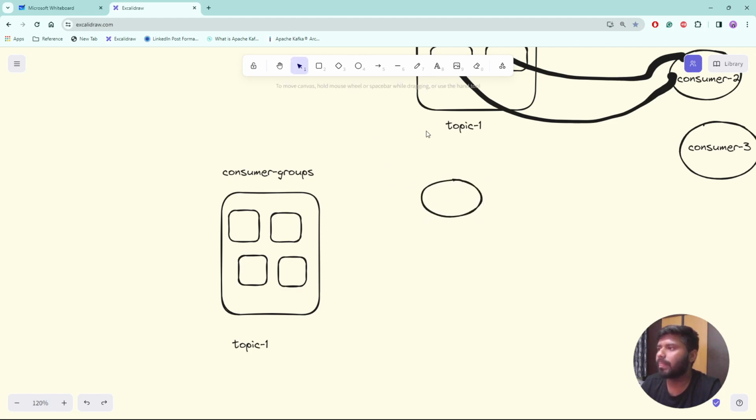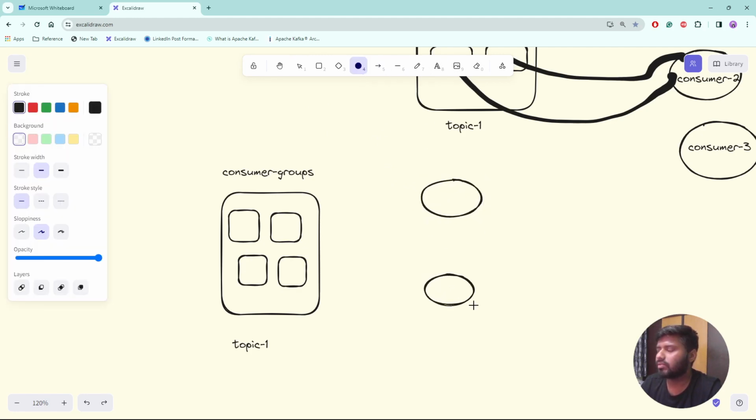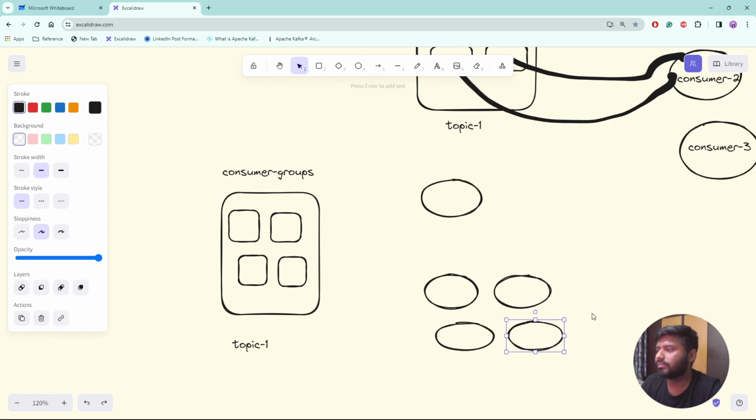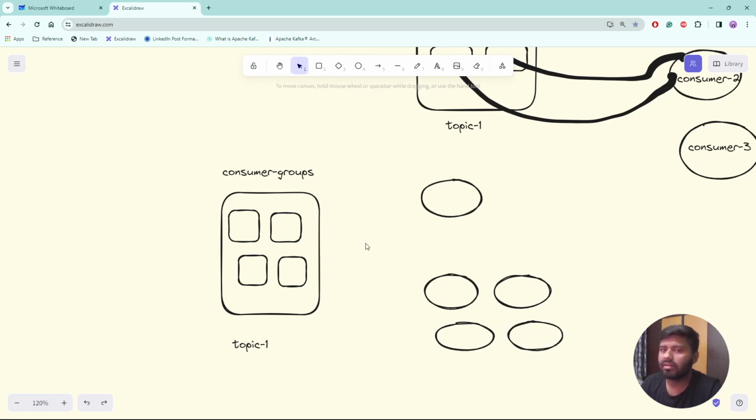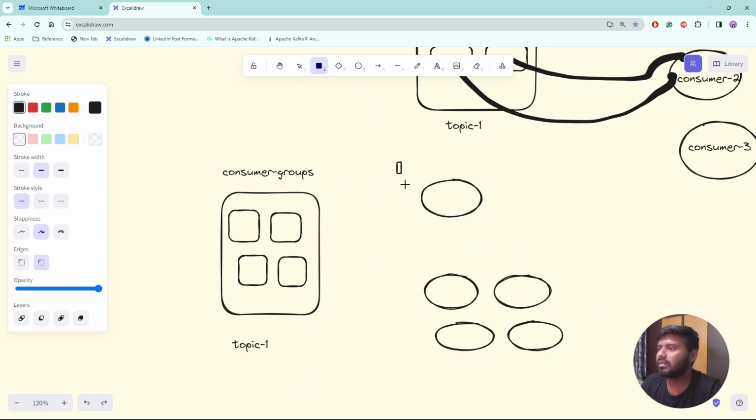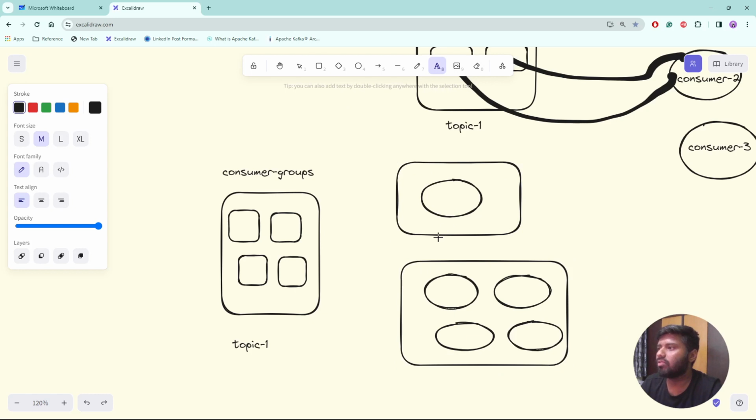I have one consumer here, and maybe 3, 4 consumers here. But this time we will introduce one more section like this and like this, and we will denote them as CG-1 and CG-2. That means consumer group 1 and consumer group 2.